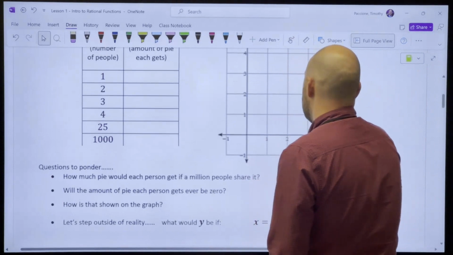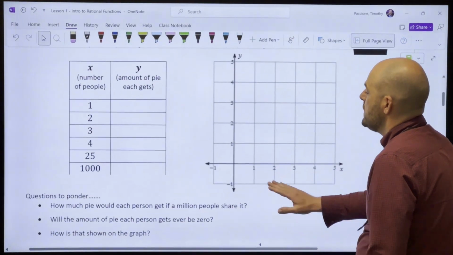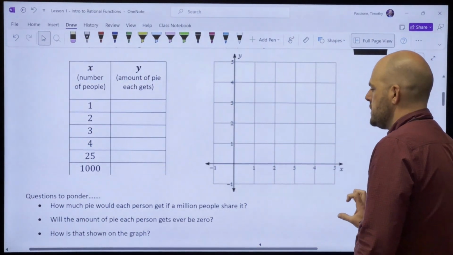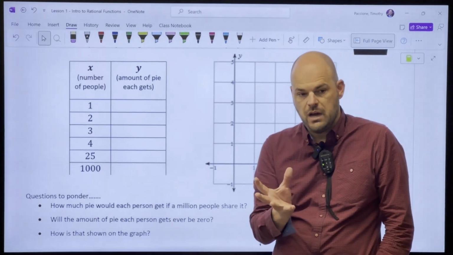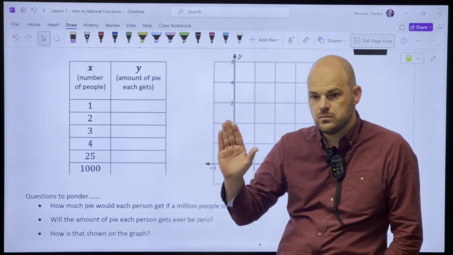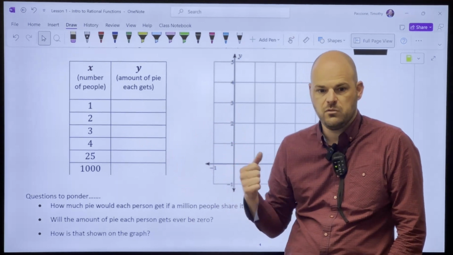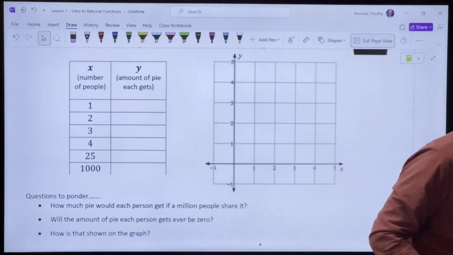So I'm going to give you some time to work on that. You're finding your X and your Y. You're plotting those points. You're going to have to do some estimating, because obviously if you have 1/2, well, there's no 1/2 line, right? So you have to do a little estimating, okay? I'll give you a little time.